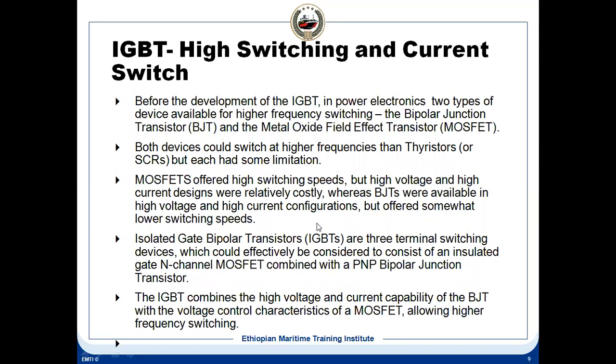Now, IGBT is known as a high switching current switch, because in power electronics there are two types of devices available for high frequency switching. One is a BJT, bipolar junction transistor, and the other is a metal oxide semiconductor field effect transistor.